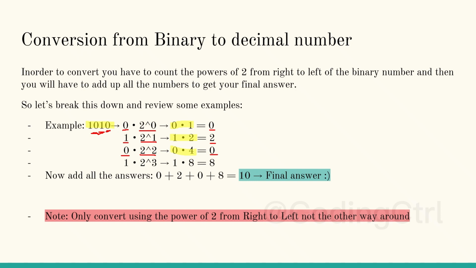Now the last number is 1. And since it's at the last position, the position is 3. So you'll have 1 times 2 to the power of 3. And 2 to the power of 3 equals 8. So now you'll have 1 times 8, which equals 8. Now we're not done yet. We're almost done. But you have to remember to add up all these numbers.